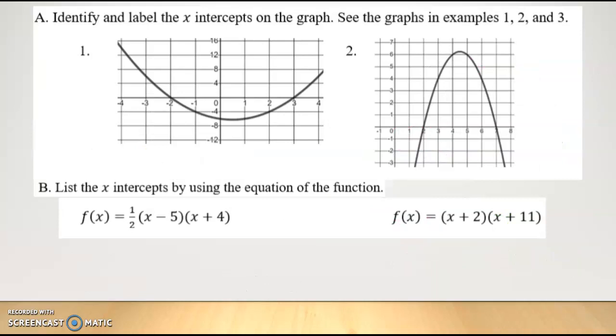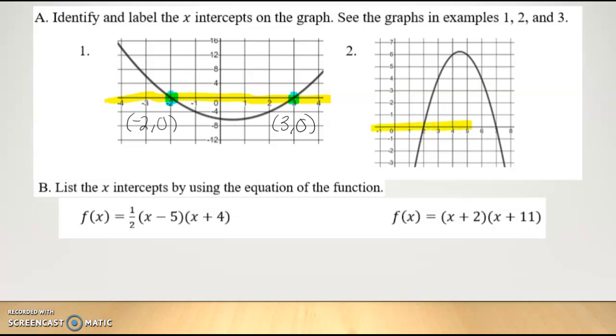So if I look at some examples, the first question is asking me to label the x-intercepts. The first thing you want to do is look at your x-axis on your graph and see where your function crosses that x-axis. I see my graph crosses the x-axis here at -2 and here at +3. So my x-intercepts are -2, 0 and 3, 0.